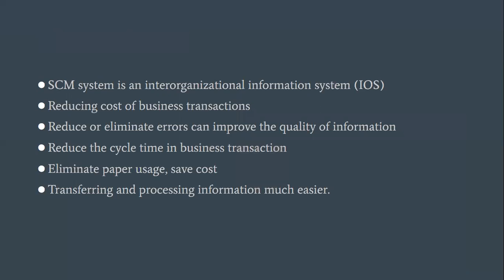Next. Okay. Can you explain what inter-organizational information system means? Okay, so the information system is connected with other organizations, so they can reduce the cost of routine business transactions, improve the quality of the information flow, compress the cycle time involved in fulfilling business transactions, eliminate paper processing and its associated inefficiencies and costs, and make the transfer and processing of information easier for users.